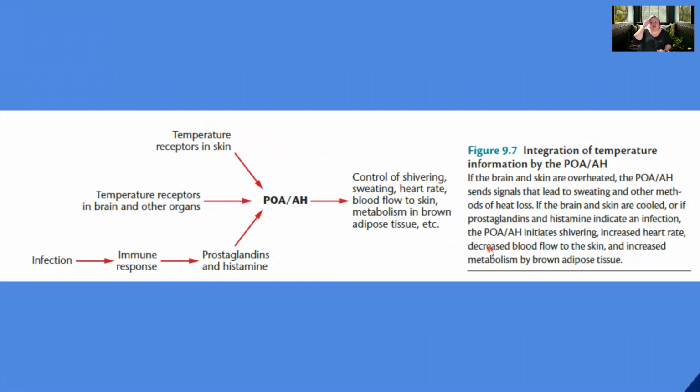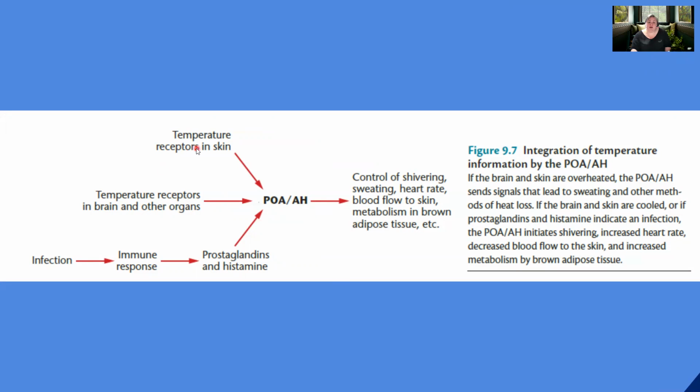And here's an integration of temperature information. I like this little diagram or figure because it kind of shows us a flow chart of what we're talking about here. So if we get an infection or something our immune system is trying to fight off, it gives us an immune response that's going to secrete some prostaglandins and histamine, which will cue that POA/AH to go ahead and trigger that response of the fever.